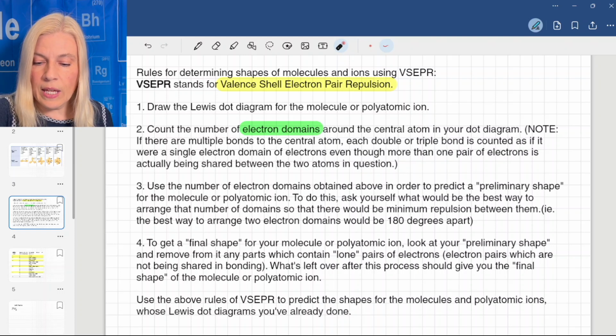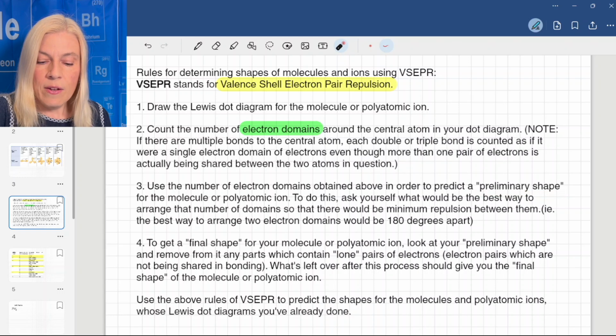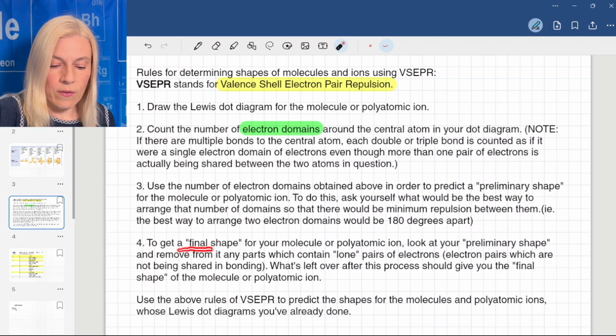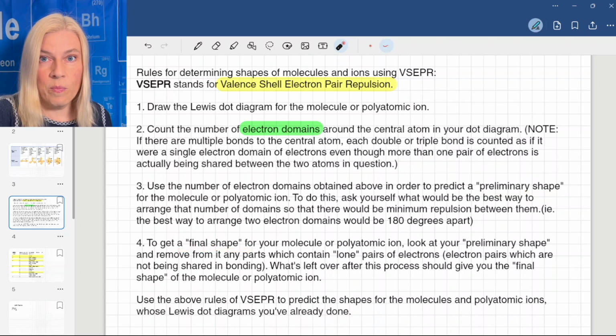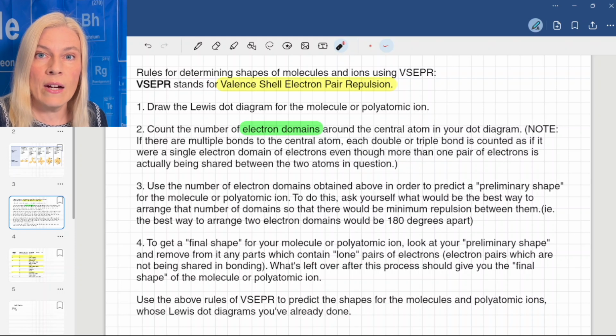Then we're going to obtain our preliminary shape. I call it electron domain geometry. Then we're going to get the final molecular shape of a molecule. We're going to actually look at what contains lone pairs of electrons. Lone pairs of electrons will be there. They take up space, but they cannot be seen.